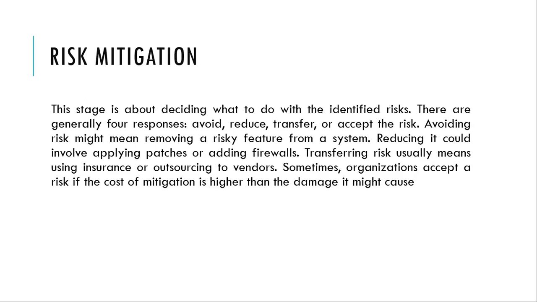Now, the next step is risk mitigation. This stage is about deciding what to do with the identified risks. There are generally four responses: avoid, reduce, transfer, or accept the risk. Avoiding risks might mean removing a risky feature from a system. Reducing it could involve applying patches or adding firewalls. Transferring risk usually means using insurance or outsourcing to vendors. Sometimes organizations accept the risk if the cost of mitigation is higher than the damage it might cause.